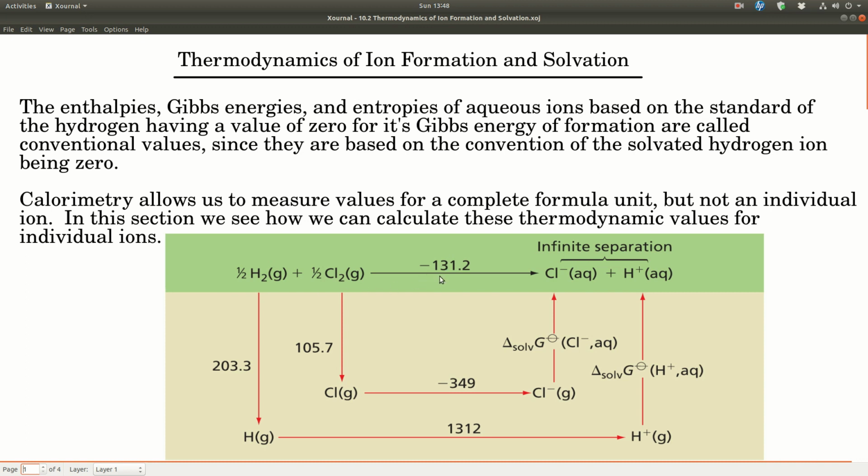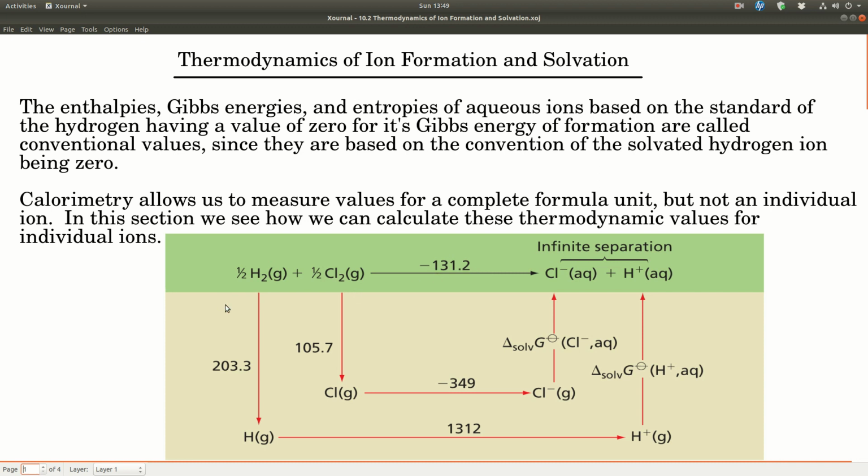Gibbs energy is a state function, so that means it doesn't matter what path we take, the change should be the same as long as we start and end up at the same places. So experimentally, what we can do is what's up here in the green. We can do the experiment, get the ions, and measure values which allow us to get the delta G of reaction, which is negative 131.2 kilojoules per mole.